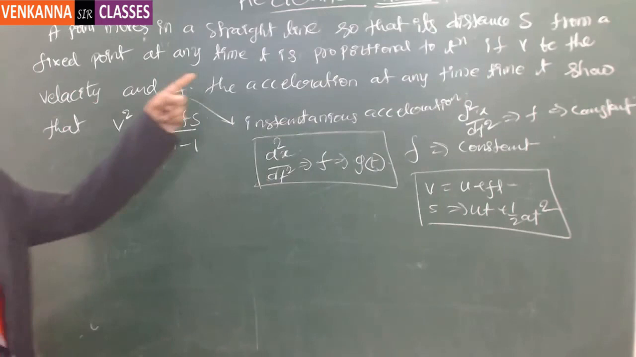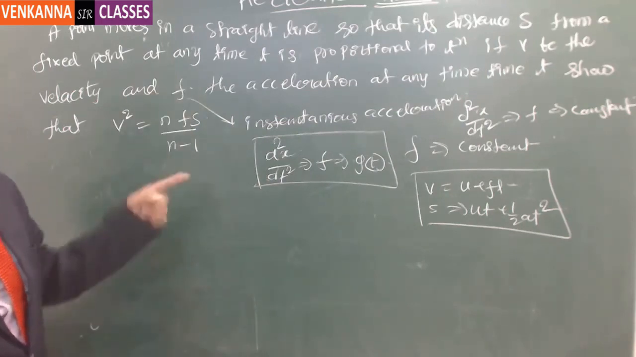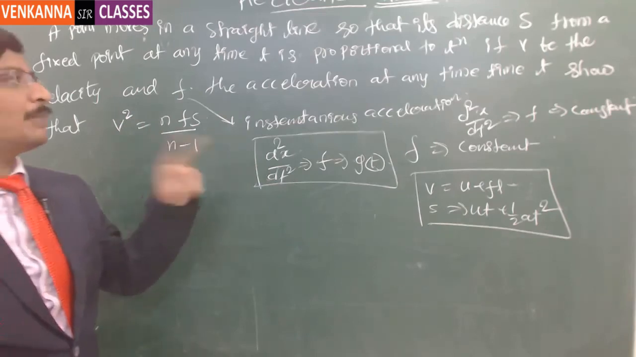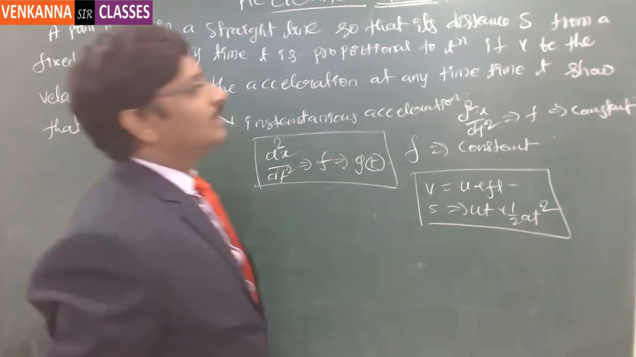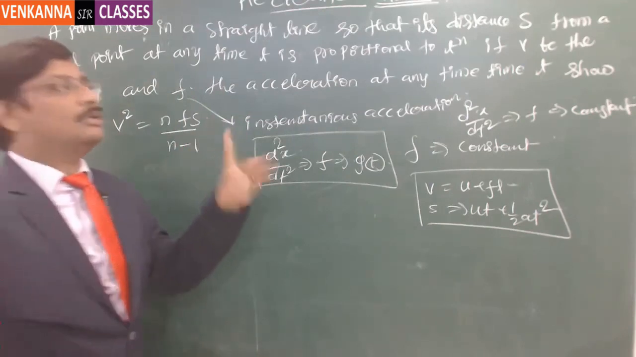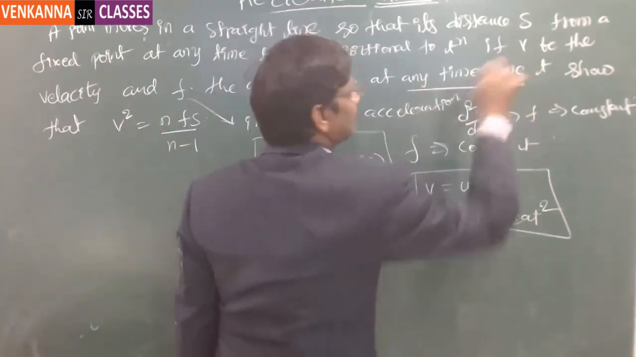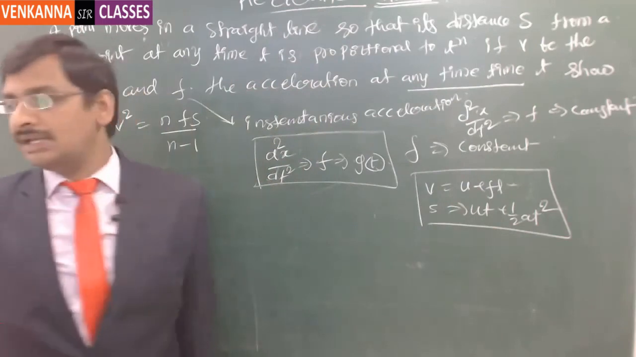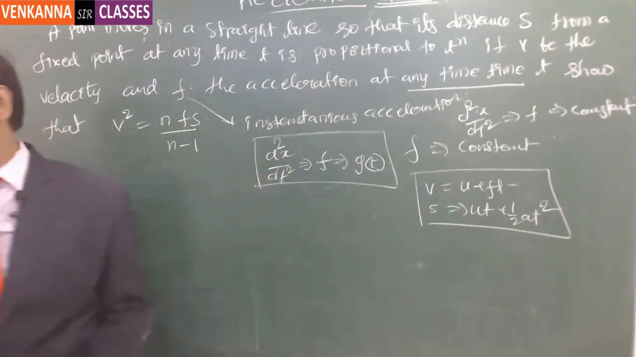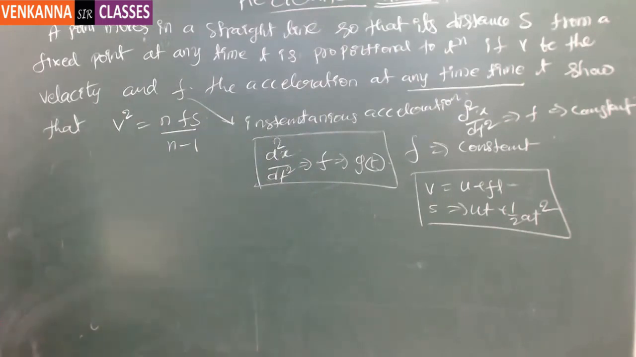So a point moves in a straight line so that its distance s from a fixed point at any time t is proportional to t power n. If v be the velocity and f be the acceleration at any time, this statement says that they are the instantaneous velocity and instantaneous acceleration. Got it? So now you can solve this. This is just manipulating the equations, nothing more than that.